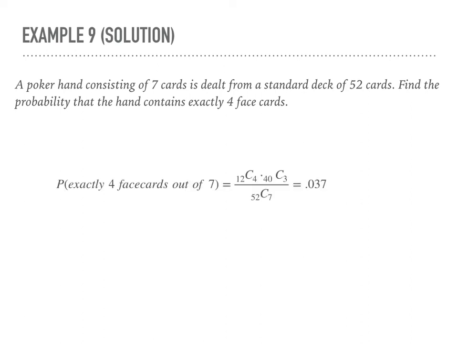And then there's 52 total cards, we want 7 of them. So there's 12 choose 4, times 40 choose 3, number of ways of drawing exactly 4 face cards out of 7 cards. And then there's 52 choose 7 ways to draw 7 cards out of our deck of 52 cards. So this gives us 0.037 for a probability of drawing exactly 4 face cards out of 7.